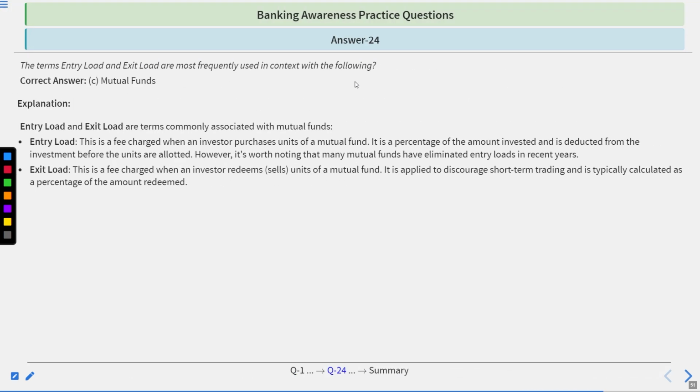Go by the explanation. Entry load and exit load are typically associated with mutual funds. Entry load is a fee charged when an investor purchases units of a mutual fund, as a percentage of the amount invested, and deducted from the investment before the units are allotted. It's worth noting that many mutual funds have eliminated entry loads in recent years. Exit load is a fee charged when an investor redeems or sells units of a mutual fund, applied to discourage short-term trading and typically calculated as a percentage of the amount redeemed.